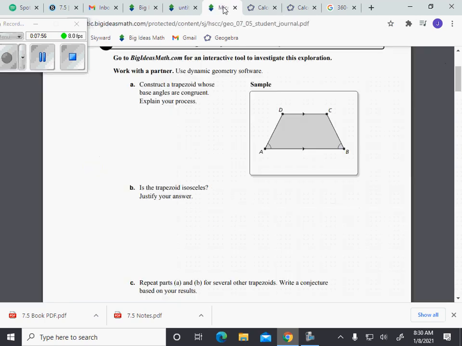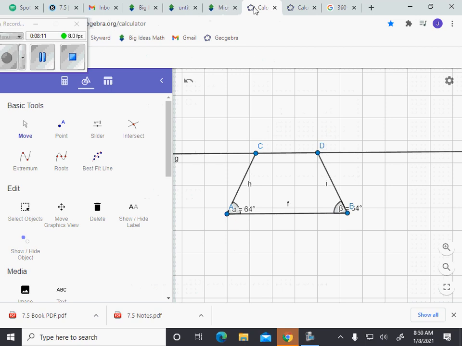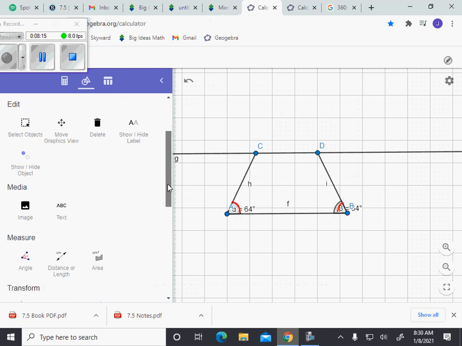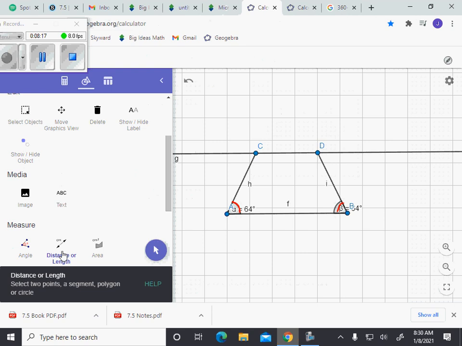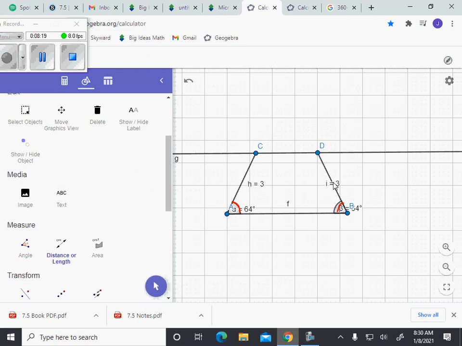Okay? Now, back to our problem. It said, is the trapezoid isosceles? Well, what does a trapezoid mean if it's isosceles? It means its legs are congruent, right? It means those two sides are congruent. Let's find out. Let's find the distance. Distance to there is 3. That distance is 3. There we go. That is an isosceles trapezoid.